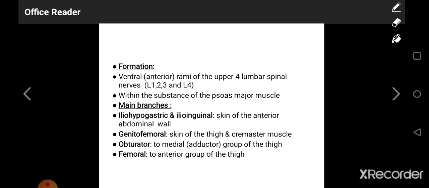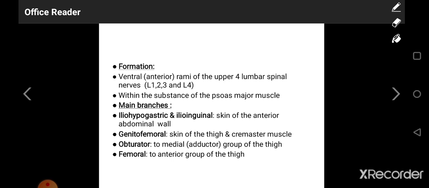Now the femoral nerve is formed by the ventral rami of the upper four, that is L1, L2, L3, L4 spinal nerves. Sometimes L1 is absent. This plexus is formed within the substance of the psoas major muscle, among its muscle fibers, and the main branches of this plexus include the iliohypogastric and ilioinguinal nerves, which supply the skin of the anterior abdominal wall.